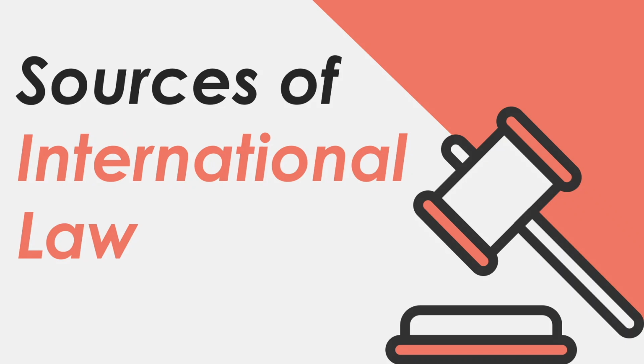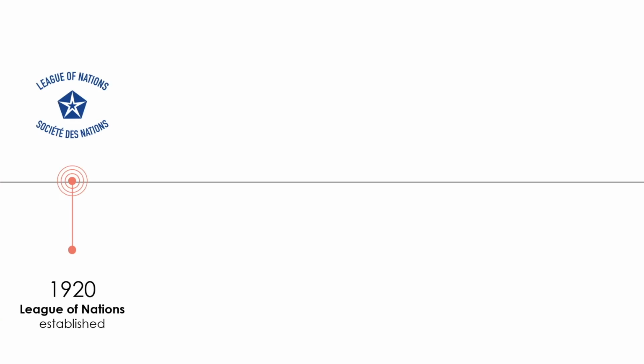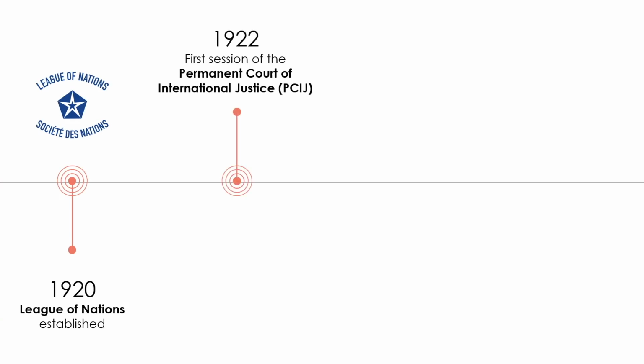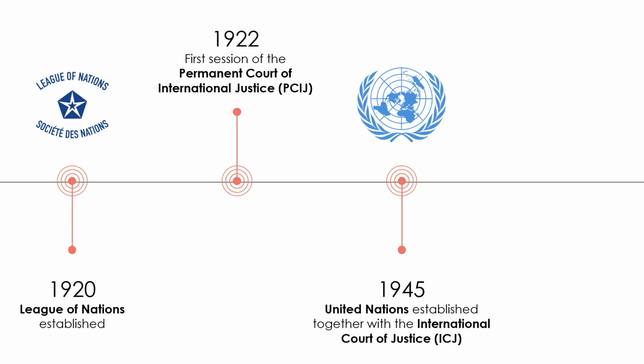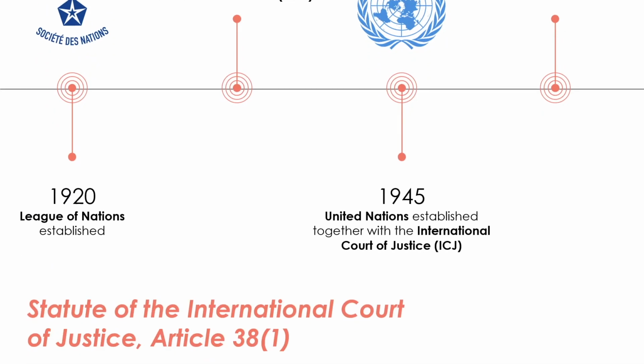Today we will finally speak about sources of international law, but first a little bit of history. So in 1920, the League of Nations is established. It had its own judicial organ, which was called the Permanent Court of International Justice. After the Second World War in 1945, the United Nations is established together with its own court, the International Court of Justice, or the ICJ. And the year after, the PCIJ, the previous court, got completely replaced by the ICJ.